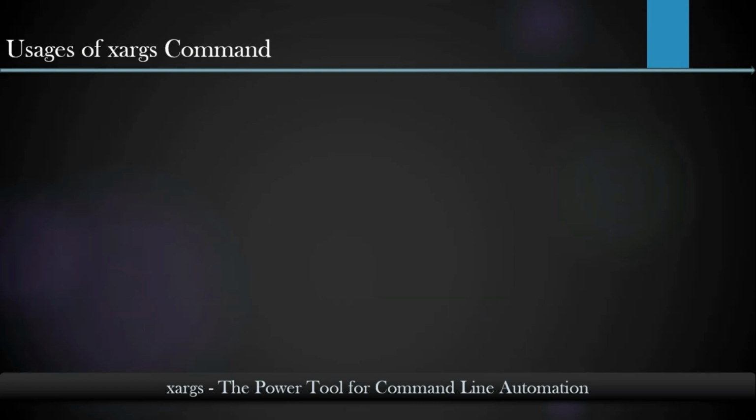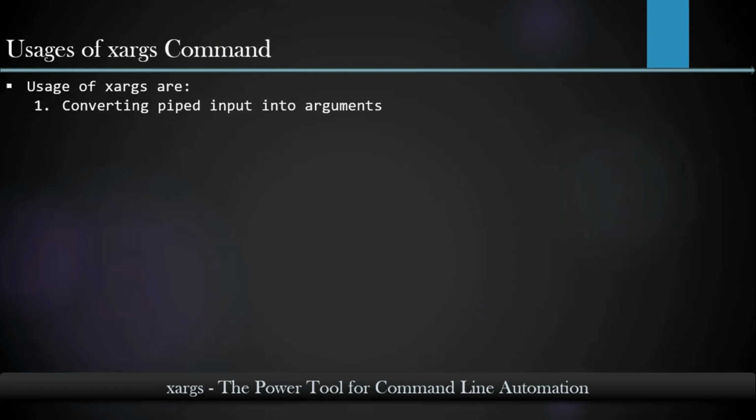Now let me go with usages of the xargs command. See, basically there are two usages with the xargs command. They are converting piped input into arguments for your required command, and the second one is useful for parallel execution. That means the xargs command is useful to execute multiple tasks parallelly. We will see that.